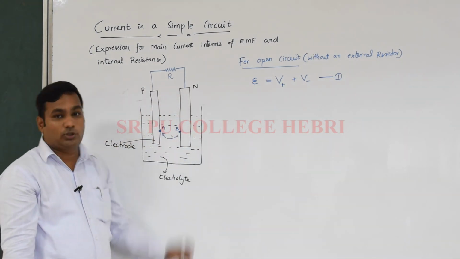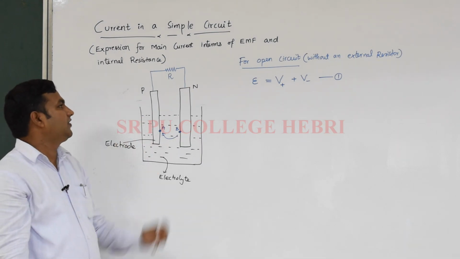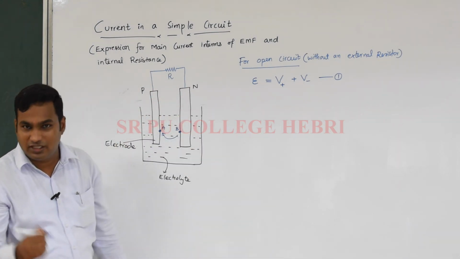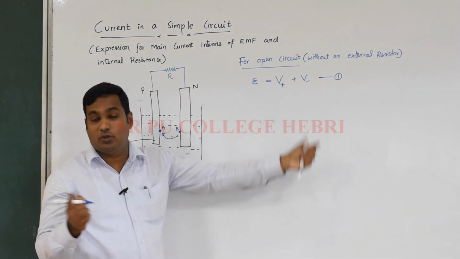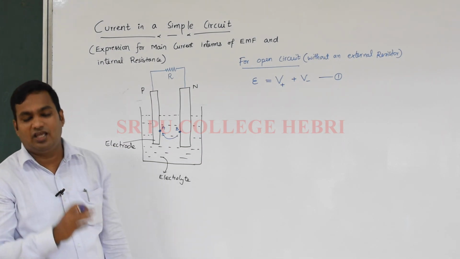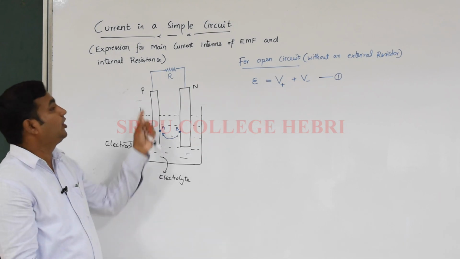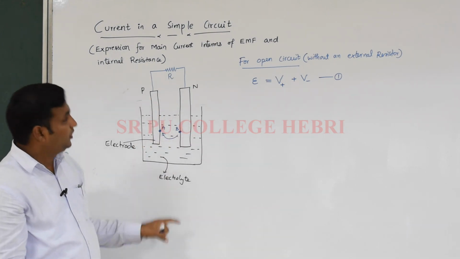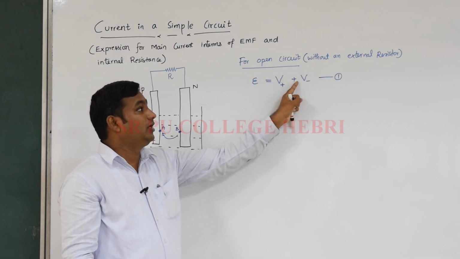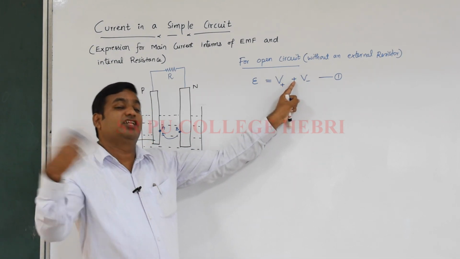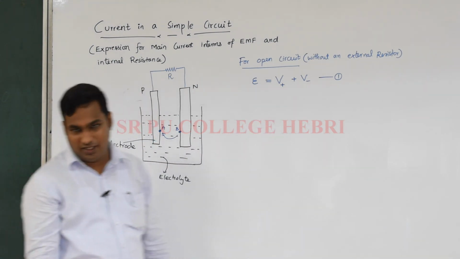Remember, if these two electrodes are not connected to an external circuit, then the potential difference between the positive and negative electrode itself is called EMF. EMF is the potential difference between the positive and negative electrode of a cell if the cell is open circuited, or no current is drawn from this cell. Again by using this we get EMF is equal to V plus minus V minus. It becomes V plus minus V minus.